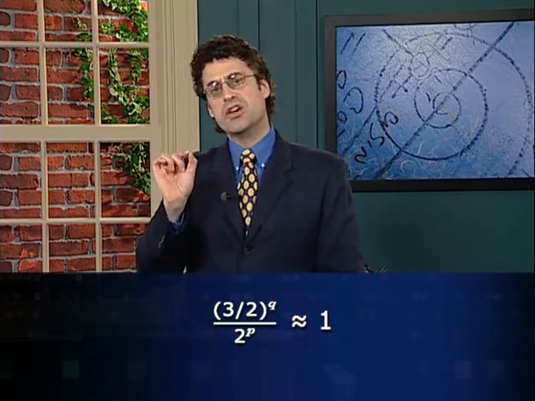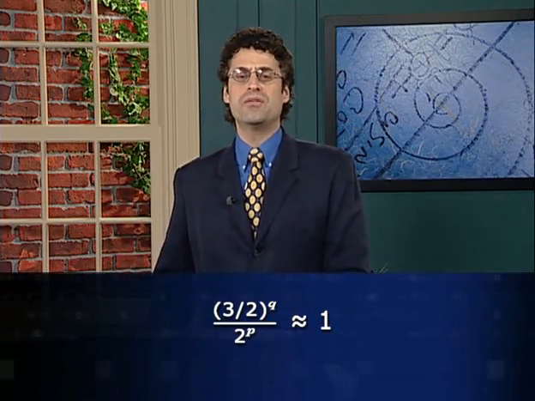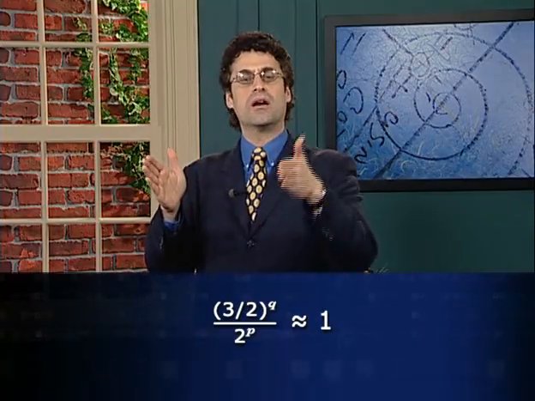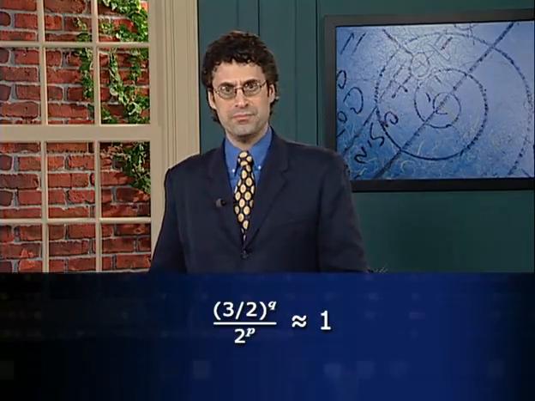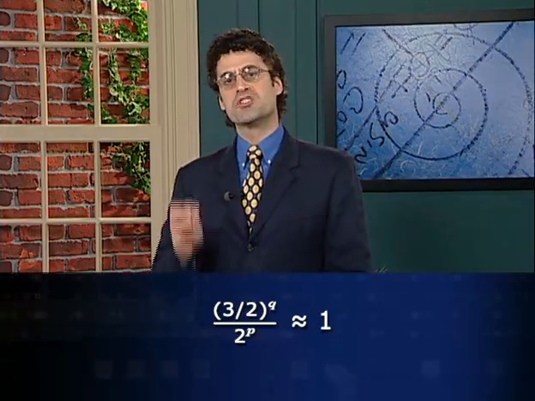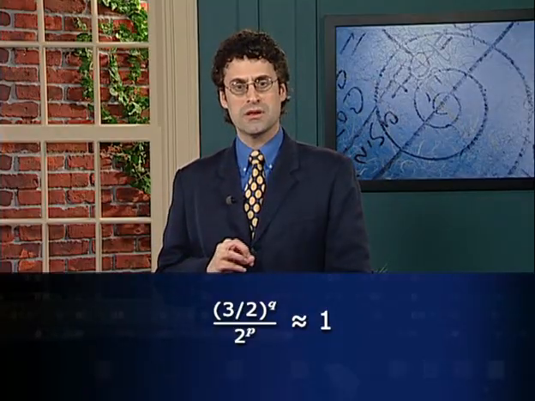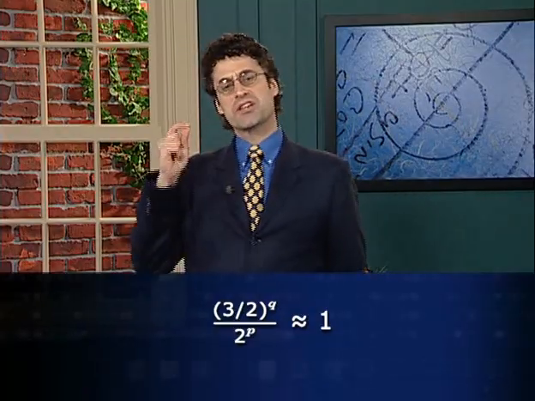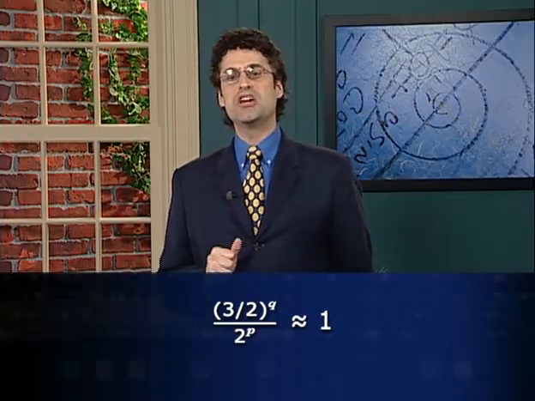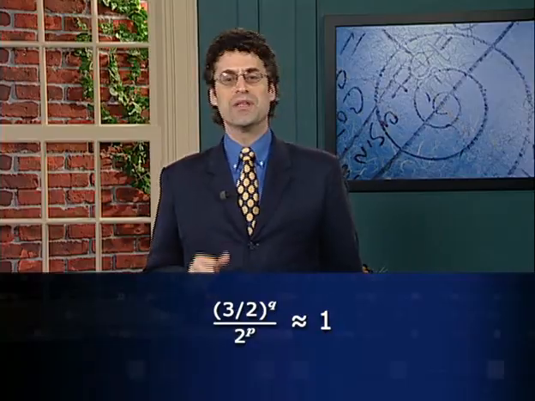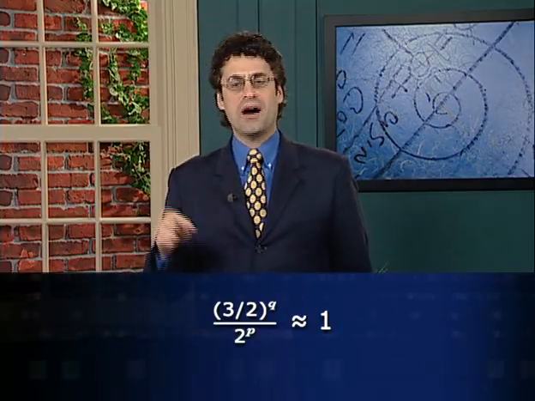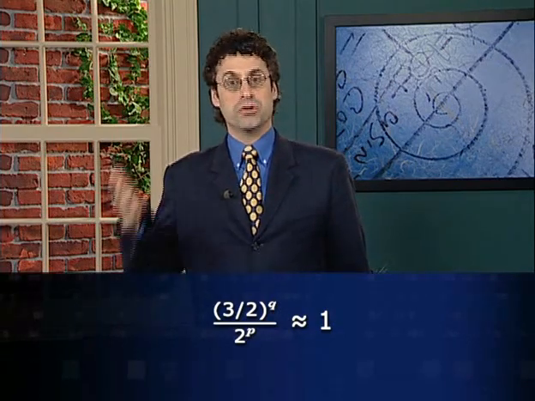Now, notice that the q represents the number of notes in the scale that we're constructing, because remember, that tells us where we are in this sequence. So, phrased a bit more mathematically, we wish to find natural numbers p and q so that (3/2)^q divided by 2^p is approximately equal to 1. Now, this is equivalent to having (3/2)^q approximately equal to 2^p.